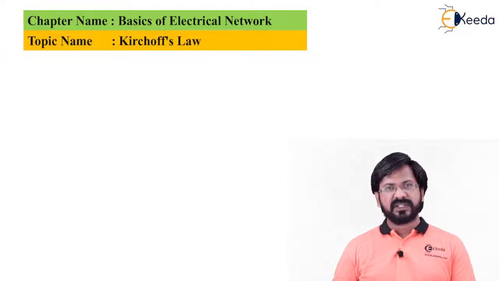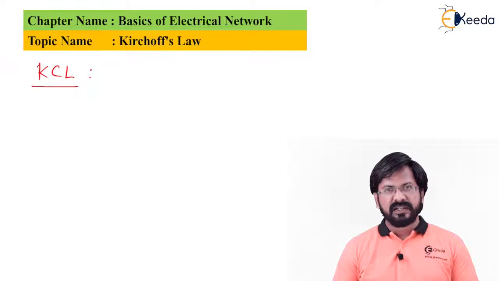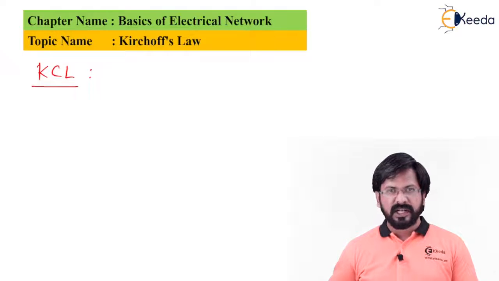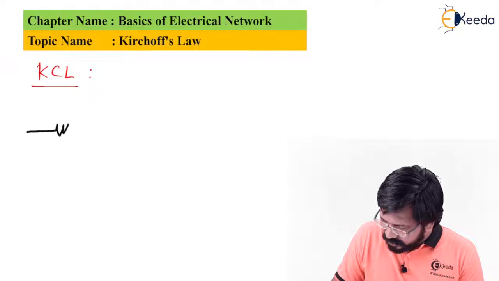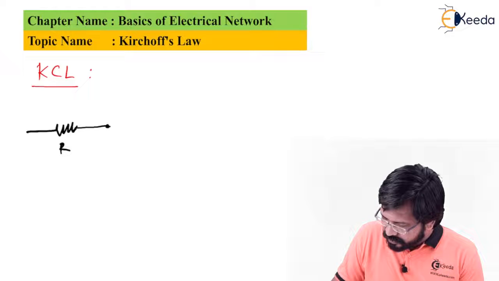KCL stands for Kirchhoff's current law. KCL is defined at a particular node. What is meant by node? Let us see. I have one element, let's say R, and I have another element, let's say L.